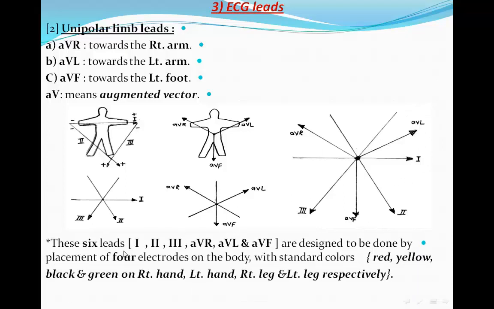These six leads, 1, 2, 3, AVR, AVL, AVF are recorded by placement of 4 electrodes on the body with standard colors: red, yellow, black, green. Red on the right hand, black right foot, yellow left hand, green left foot.